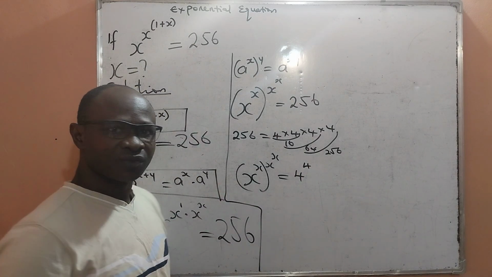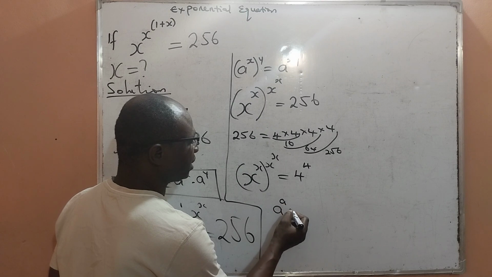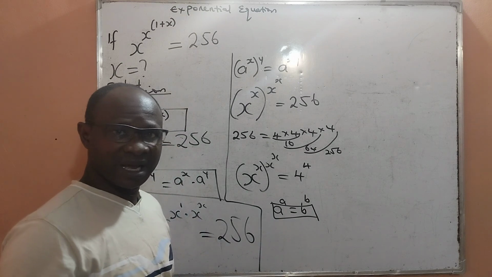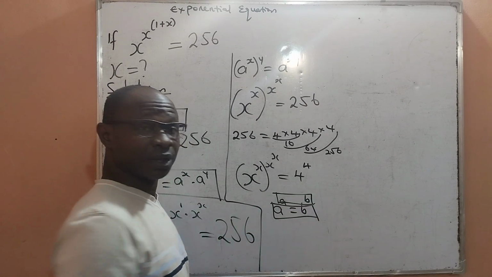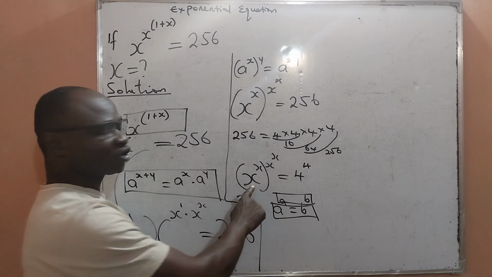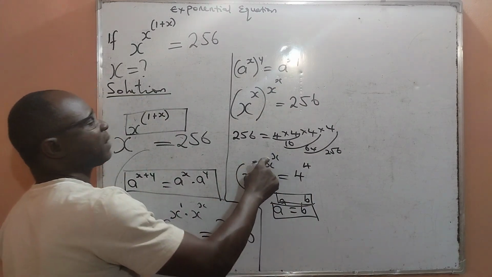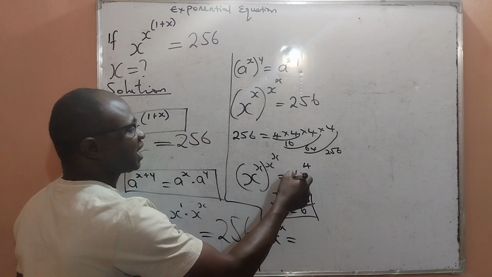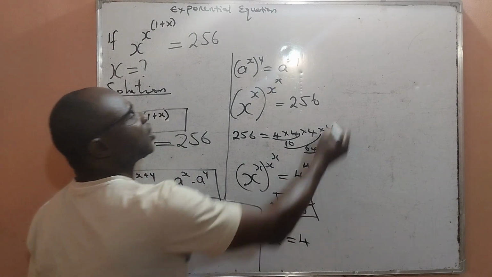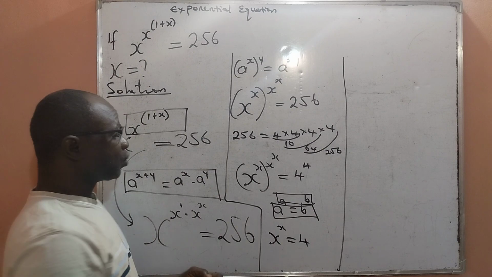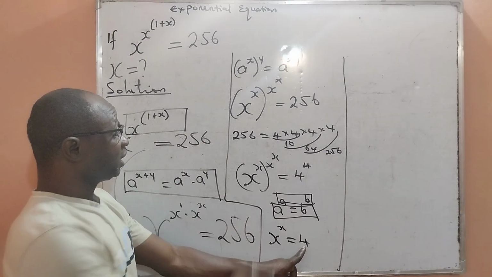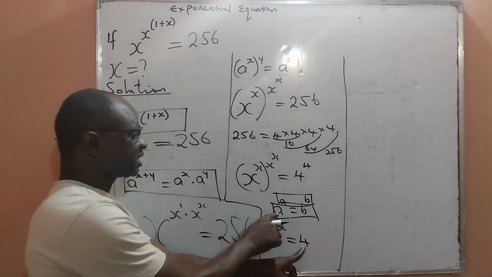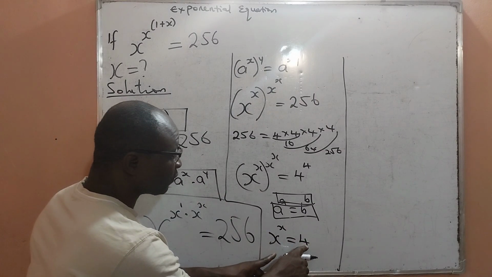From the way it is now, you see this law: a raised to the power a equal to b raised to the power b implies that a is equal to b. The bases are equal, or even the powers are also equal. That means the base on the left is equal to the base on the right, or the power on the left is equal to the power on the right. Now the base is x raised to the power x. It is now equal to the base on the right, which is 4. With this now, we are done. What we need is to express this form in the same form of this law, that a raised to the power a equal to b raised to the power b implies that a is equal to b. So I will express this in that same form.